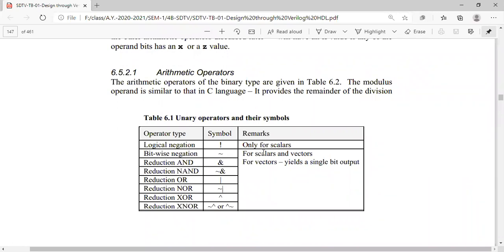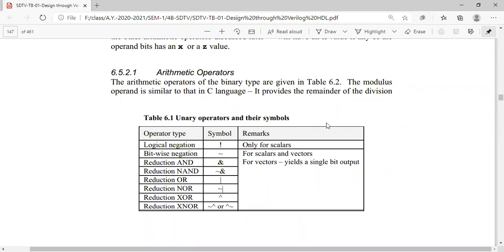Scalars and vectors. And we also have this AND symbol, a reduction AND. It is a unary operator. It will generally be used before a single operand. So this is reduction NAND, this is reduction OR, reduction NOR, reduction XOR, this is reduction XNOR. What does it mean?